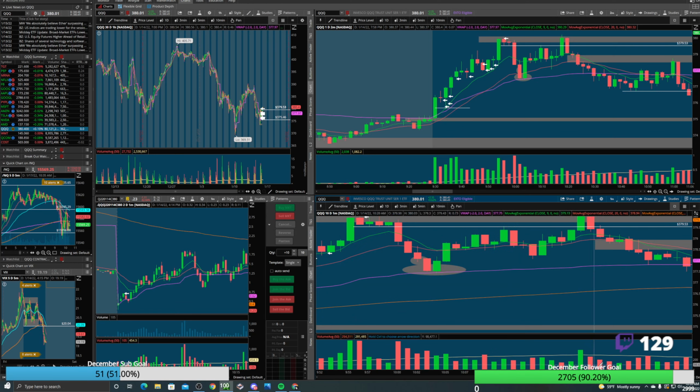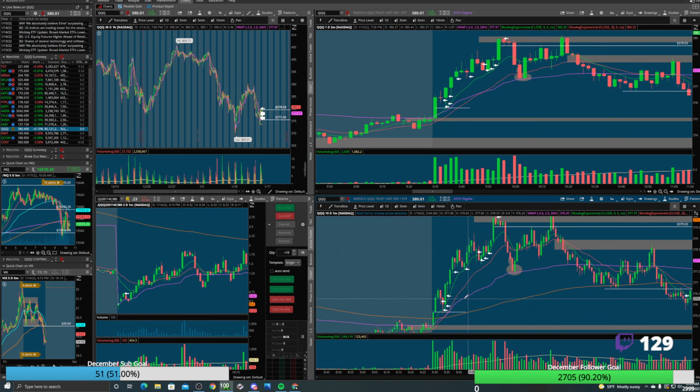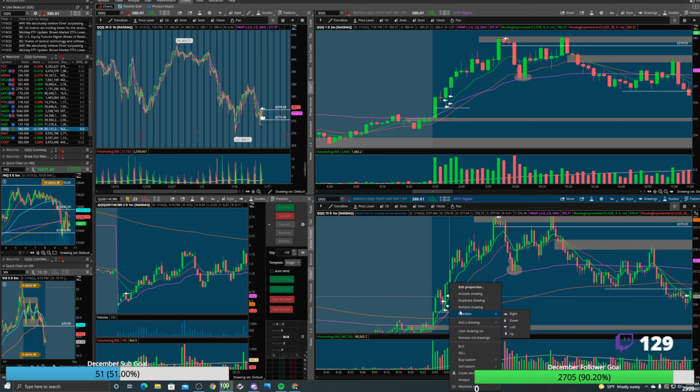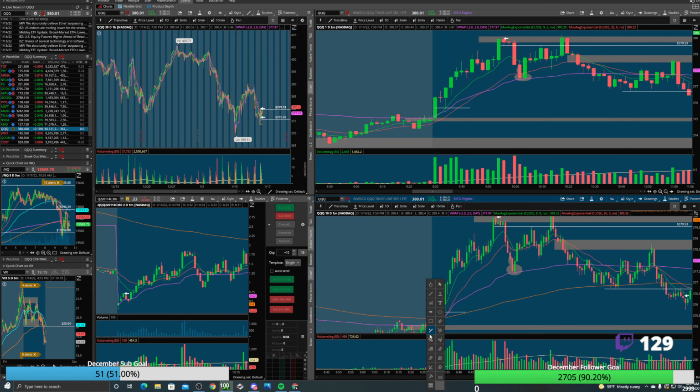So I also wanted to talk about laddering. Let me just remove some of these arrows. Yeah, MG ordinance, laddering is dope. Laddering is so dope. So let's just say 380 calls right here.